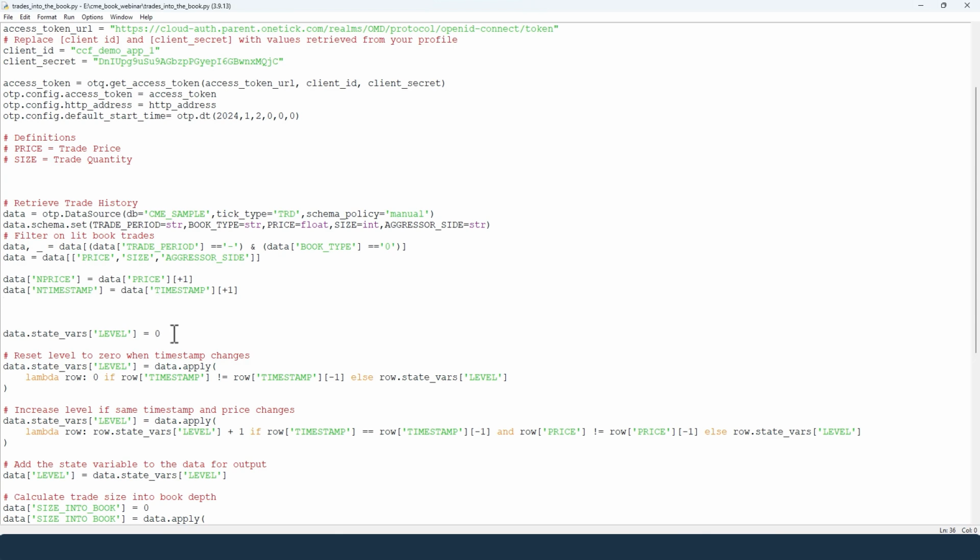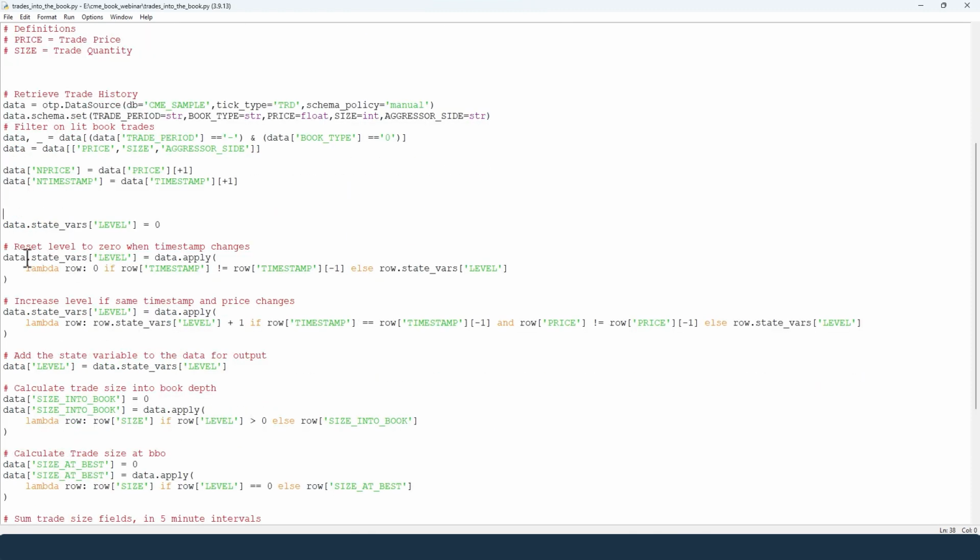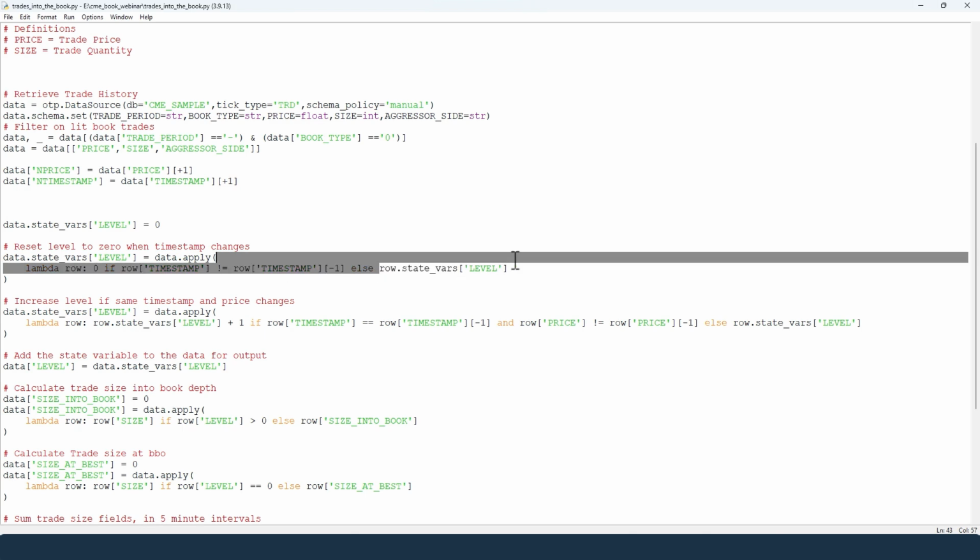Now I want to record how deep in the book a trade goes. So I'm setting a state variable called level, and setting it to 0. Now I'm resetting this every time the timestamp changes. So it's going to 0 if the current timestamp is different from the previous timestamp, previous being -1, so the previous row. Otherwise, just keeping it the same.